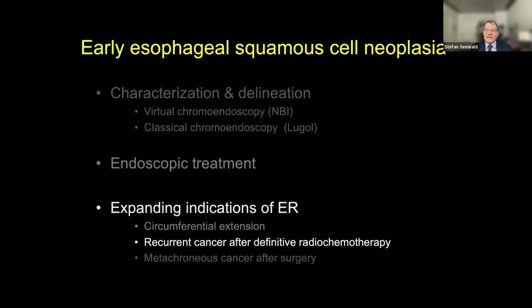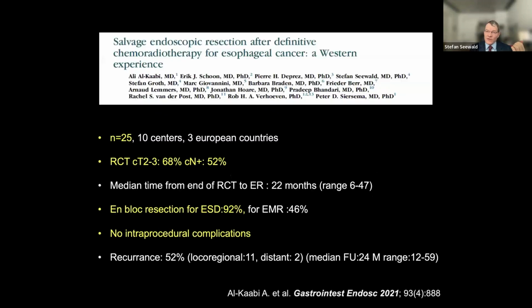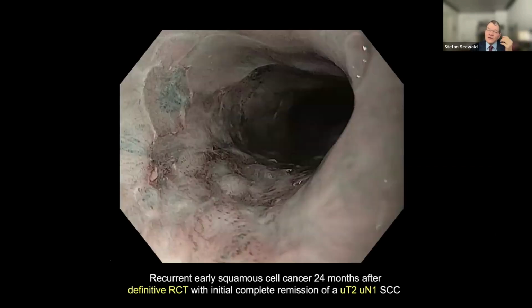Another expanding indication for endoscopic resection is recurrent cancer after definitive radiochemotherapy. And this is here a study from Europe. We were also part of the studies. We could show that we can also treat in Europe such complicated cases. And I would like to show you an example. This is a patient here. He had a T2N1 squamous cell cancer.